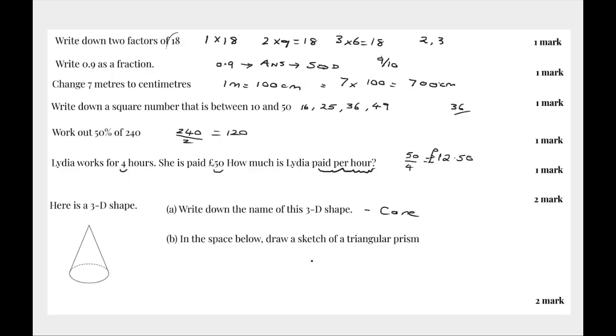In the space below, draw a sketch of a triangular prism. Now, the only way I can get you to remember this is a Toblerone. We all know what a Toblerone is, don't we? It's a delicious chocolate bar that I can't spell. Toblerone, is that right? I don't know. So, think of a Toblerone when you think of triangular prism. I'm going to try my best to draw it for you.